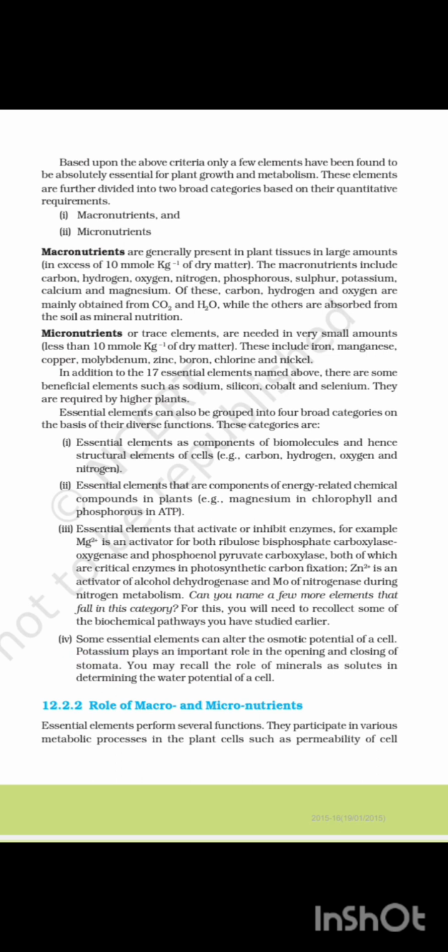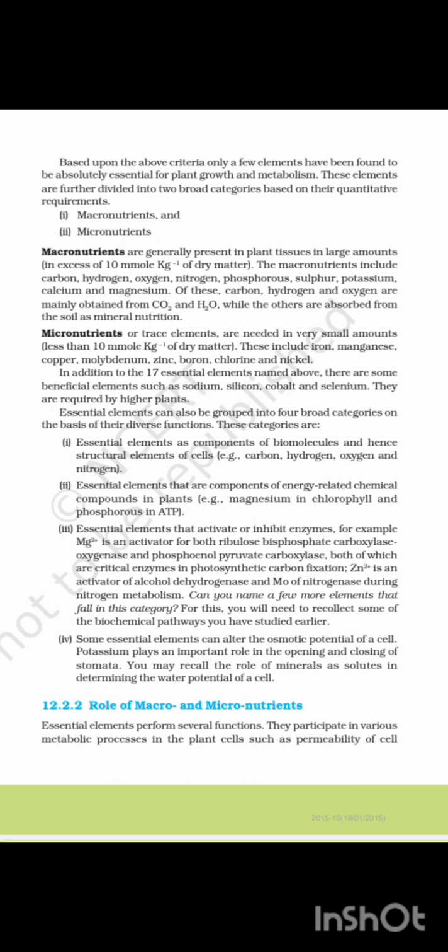Potassium plays an important role in the opening and closing of stomata. You may recall the role of minerals as solutes in determining the water potential of a cell. 12.2.2 Role of macro and micronutrients.